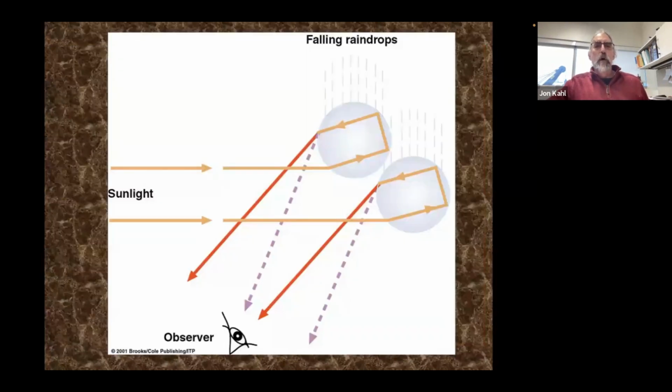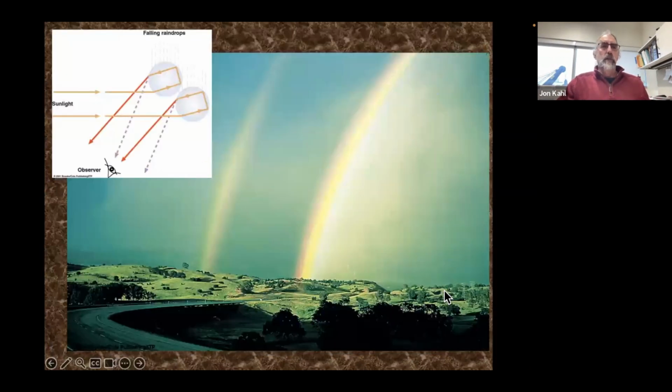Okay, so here's a diagram of light being reflected twice. So you have sunlight coming into a raindrop, it's refracted, it's reflected, then it comes out. So this is the scenario where you get a double rainbow. Okay, so here's some pictures.